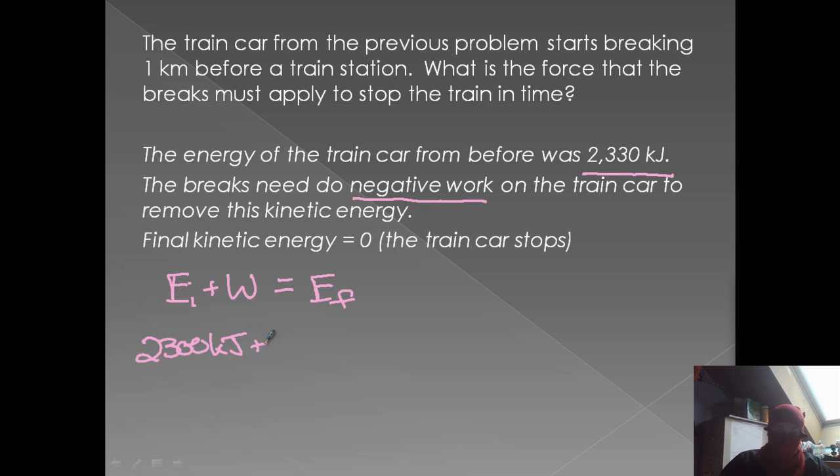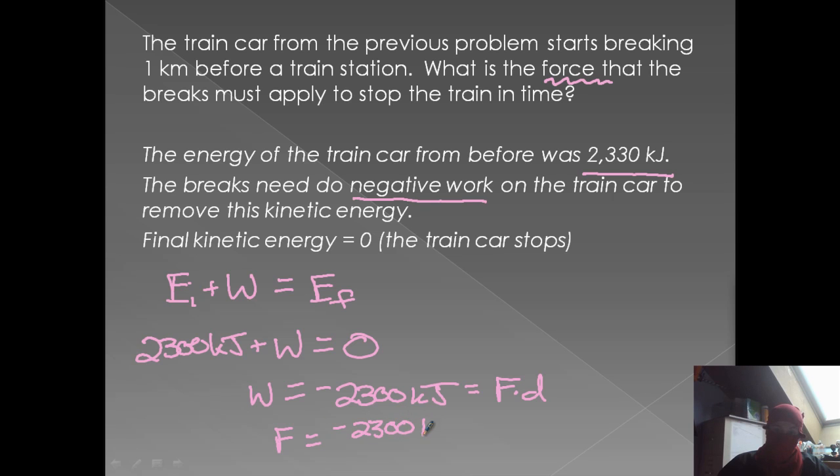2,300 kilojoules plus whatever work we get equals the final energy, which we said was 0 because the train car comes to a stop. So therefore we see that work equals negative 2,300 kilojoules. But we're looking for force, so we have to do something else. Remember, work equals force times distance. So to get that force by itself, force equals our work divided by our distance, which is 1,000 meters, 1 kilometer.